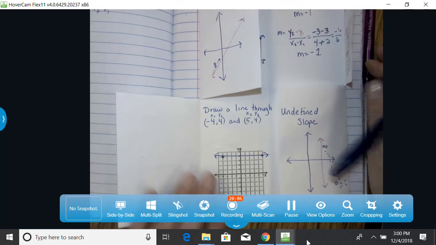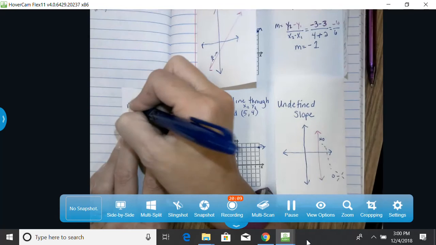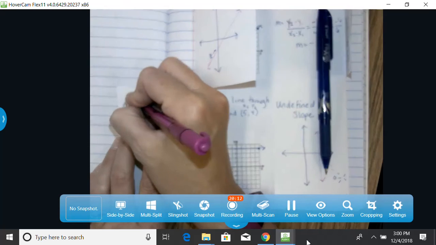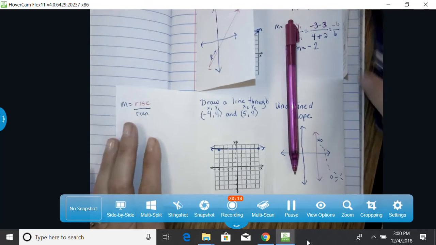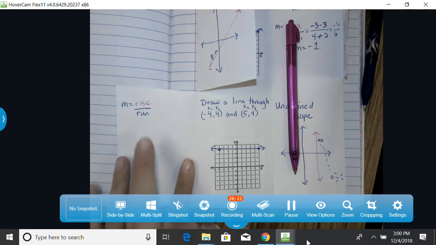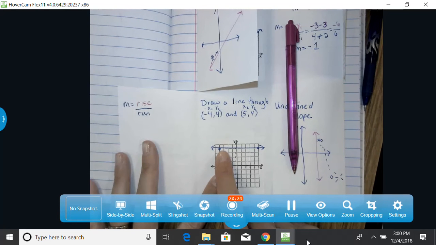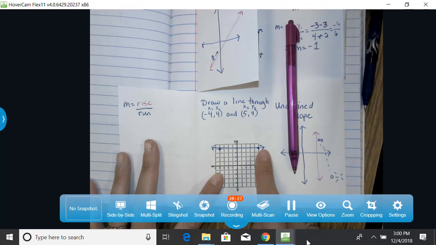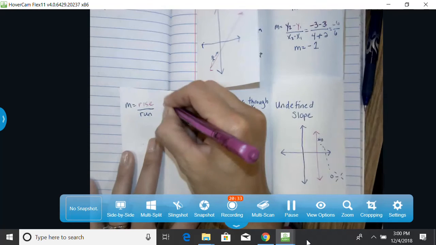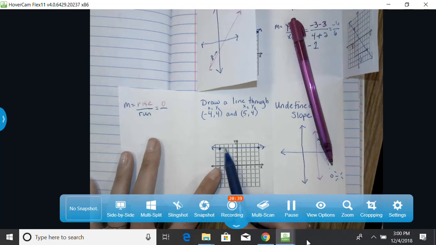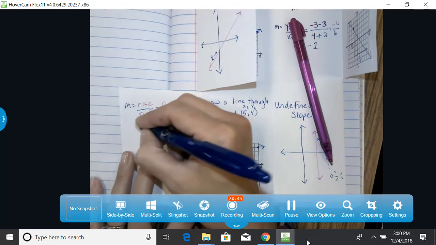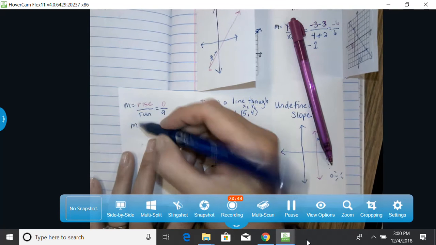If I'm calculating my slope as rise over run, rise over run. Do I have to rise at all to get from this point to this point? I don't. I don't go up at all. So my rise is 0. My run is 1, 2, 3, 4, 5, 6, 7, 8, 9. 0 divided by 9 is 0.